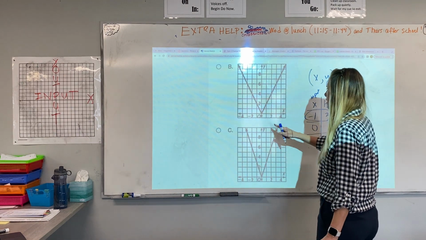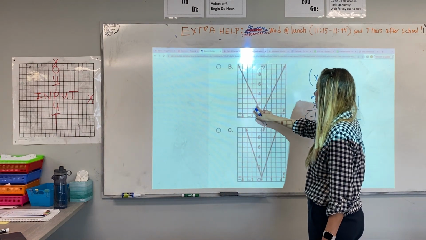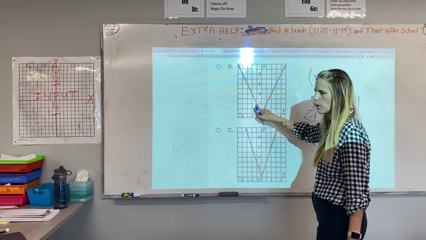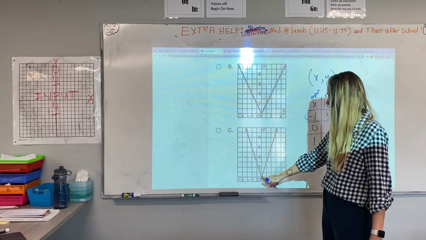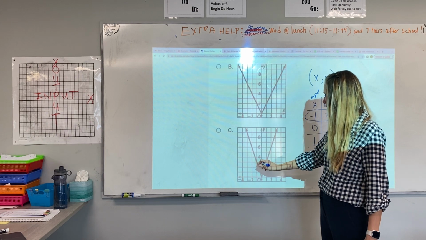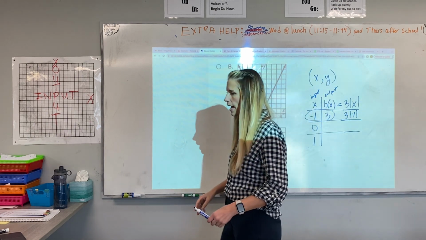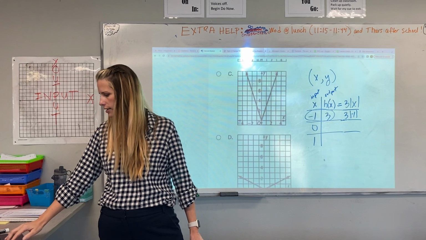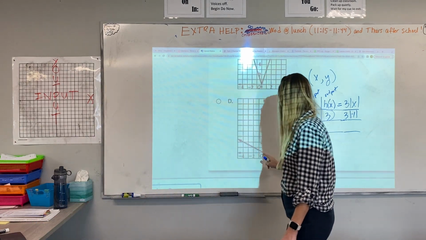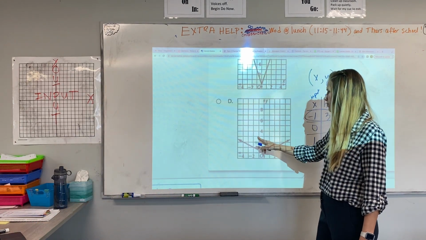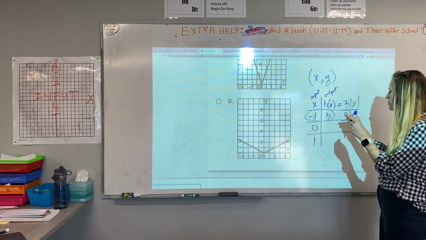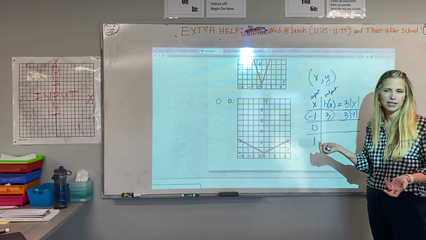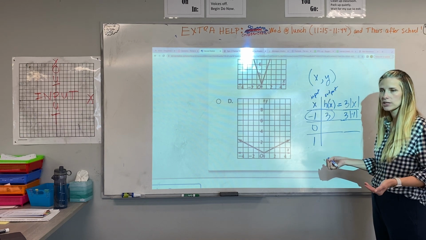All right, let's look at B. -1, +3. -1, +2. Guess what? B is not the answer. Let's look at C. -1, +3. Yes. That is correct. Let's check D. -1, +3, no. Just even doing 1 simple input and output into this function actually allowed us to narrow it down.